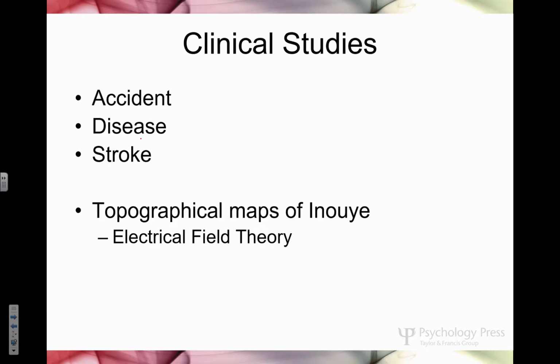Clinical studies: accident, disease, stroke. You probably know someone who's had a brain injury, a stroke, a head injury, or a neurodegenerative disease, and you realize that they lose certain capabilities. Some of those are sensory systems, some of them are not. We can study those cases, ask those individuals questions, give them tests, and then do brain imaging or post-mortem brain examinations to see which particular brain regions were involved. We can learn a lot that way.